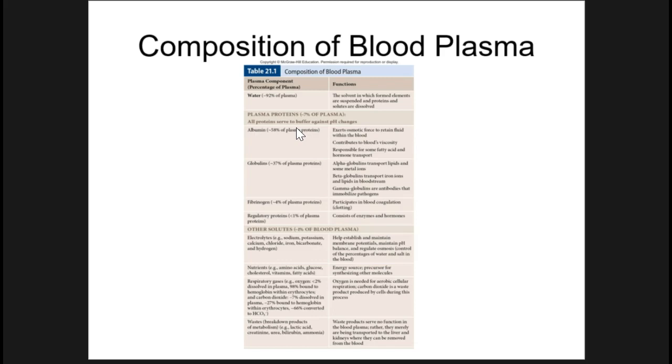Albumin is going to be stuff. And where does water go? Towards stuff. Albumin is the stuff in your bloodstream that's going to keep the water in your bloodstream and not leaking out of your bloodstream too much. What happens if you leak too much fluid out of your bloodstream?